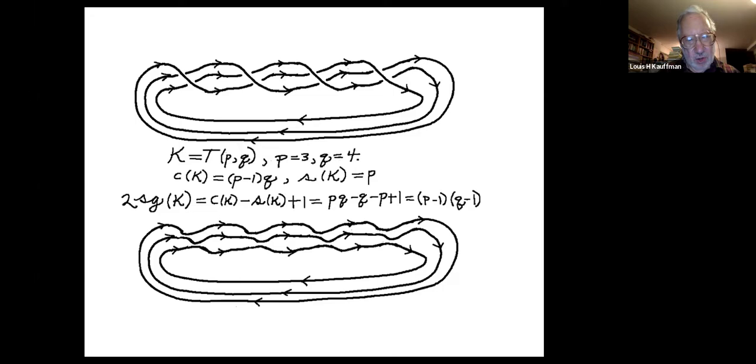So I'm just doing the calculation to show you how this works out. Twice the Seifert genus of K is C of K minus S of K plus 1. C of K is PQ minus Q. S of K is minus P and plus 1. And that is equal to P minus 1 times Q minus 1. So that tells us that the reconnection number for the PQ torus knot is P minus 1 times Q minus 1. And of course, Rasmussen proves that the four-ball genus is equal to P minus 1 times Q minus 1 over 2. So these results are dovetailing into one another.